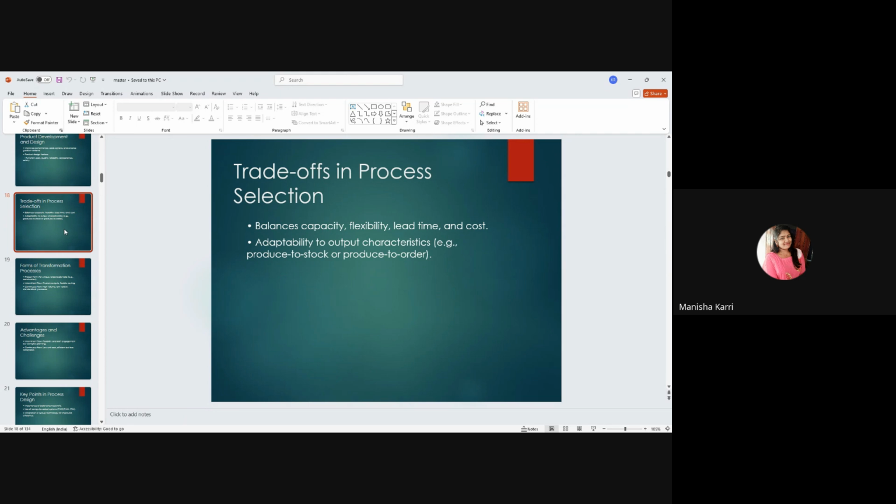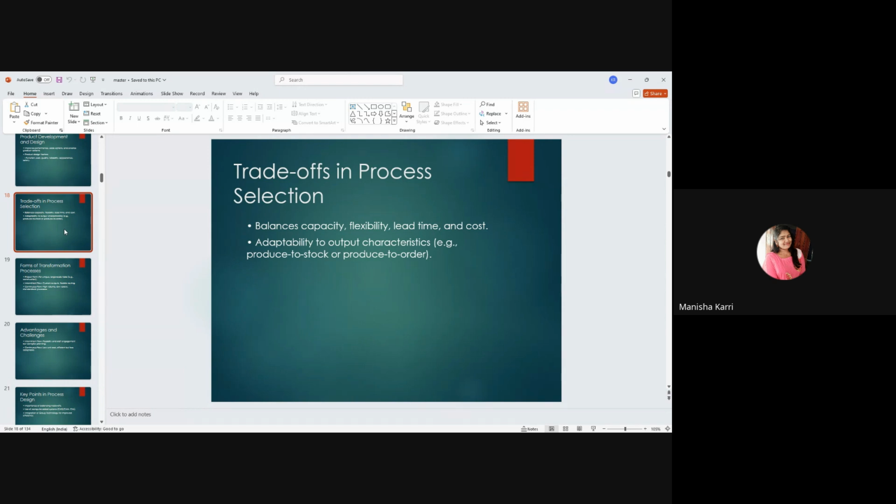What are these trade-offs? In choosing how to produce a product, a business will need to make trade-offs. This means balancing the different factors to choose the best production process. The main goal here is to find the right balance between capacity, flexibility, lead time, and cost, which is nothing but trade-offs. Here, capacity is one of the factors, meaning the amount of product a process can produce. Trade-offs: higher capacity can produce more products, but may be more expensive and less flexible.